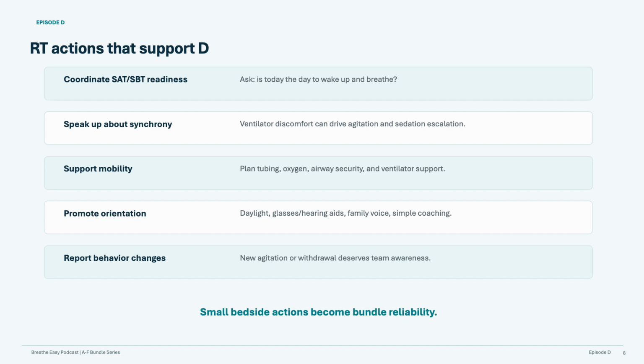Here are some practical actions. Coordinate SAT and SBT readiness. If the patient is safe to wake up and breathe, the conversation matters. Speak up about ventilator synchrony because discomfort can drive agitation and lead to sedation escalation. Support mobility by planning tubing, oxygen delivery, airway security, and ventilator support. Promote orientation with simple actions like daylight, glasses, hearing aids, family voices, and clear coaching, and report behavior changes. New agitation matters, but so does a patient who is suddenly quiet, withdrawn, or harder to engage.